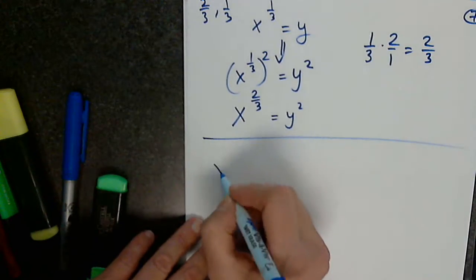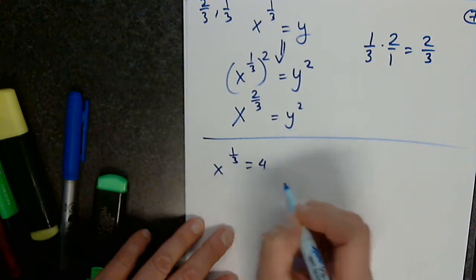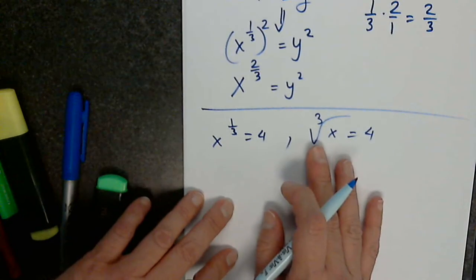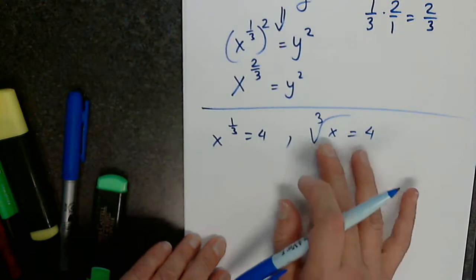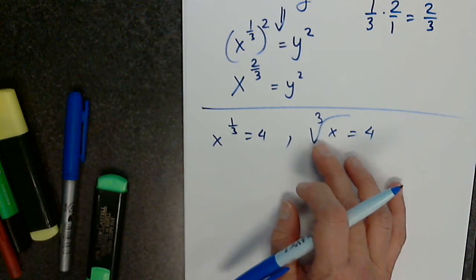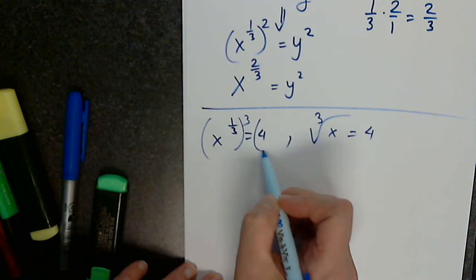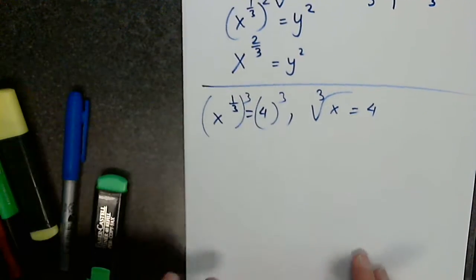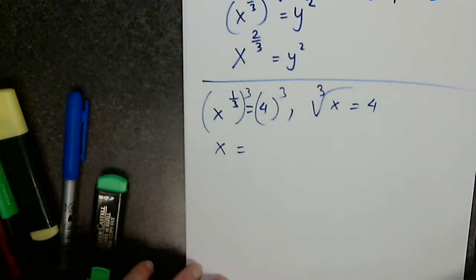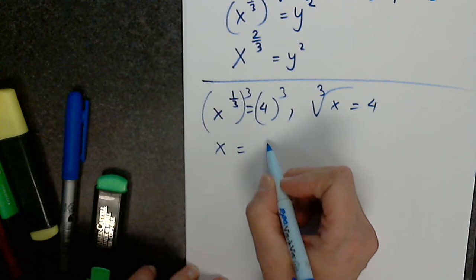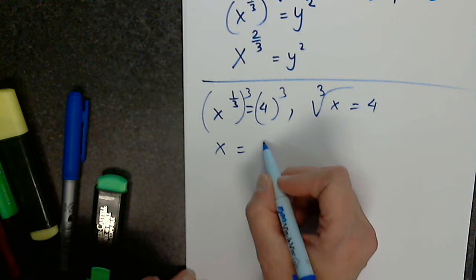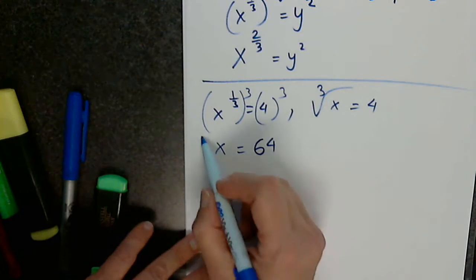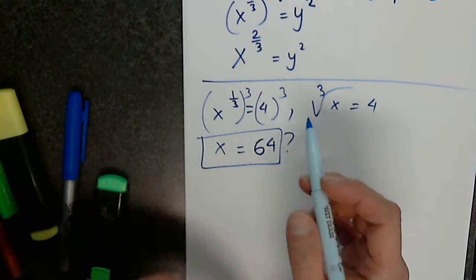So x to 1/3 equals 4 is the same as the cube root of x equals 4. If you want to write it, you don't have to write it like this. But I wanted to write it to remind you what it means. Or you can say from here, you can take it to the third power. You don't have to write the equivalent equation. So then x on the left and on the right hand side we have 64. Good. So go back and check. You have to check and it will work.